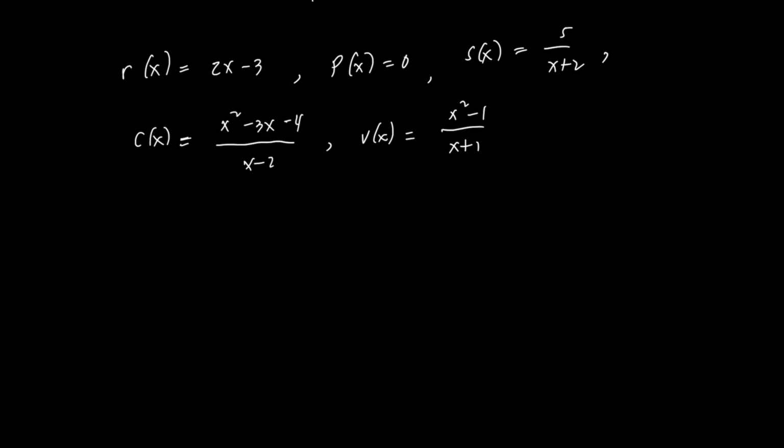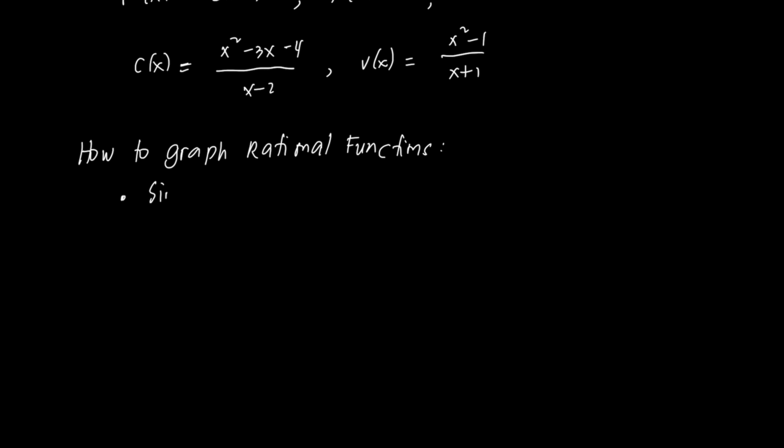Now, how to graph rational functions? Let's follow the steps in graphing rational functions. First, simplify the expressions into lowest terms, because we might be able to find common factors between the numerator and the denominator, then we can cancel that out. So that's what I mean by simplifying the expressions.